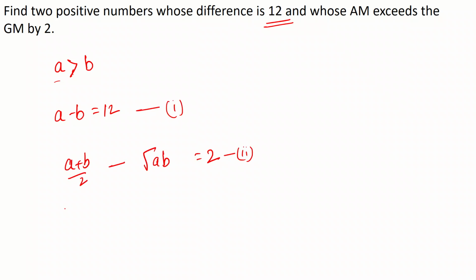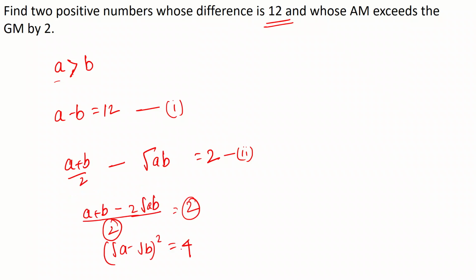What I do is I take this 2 as LCM. So (A plus B) minus 2 root AB is equal to 2, so root A minus root B, the whole squared, is equal to 4. I cross multiply this 2 to get 4. So I have root A minus root B equal to 2, because I have taken A and B to be positive and I have taken A to be greater than B. So root A minus root B is equal to 2, not minus 2, because A is greater than B by my assumption.